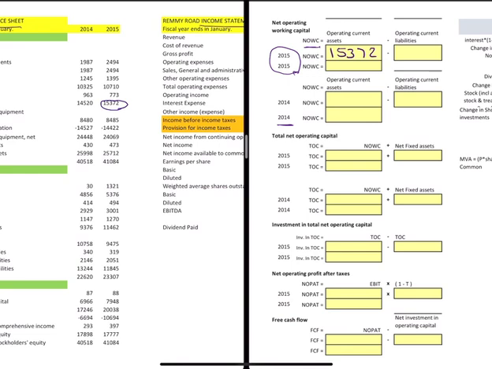Then we're going to find our operating current liabilities. In our operating current liabilities, we want to be sure that we do not include notes payable. Okay, we do not want to include notes payable. So where do we find our operating current liabilities? Again, we're going to go back to the balance sheet and look at the heading for liabilities and come down to where it says total current liabilities. Okay, we want to make sure that we are not counting notes payable.